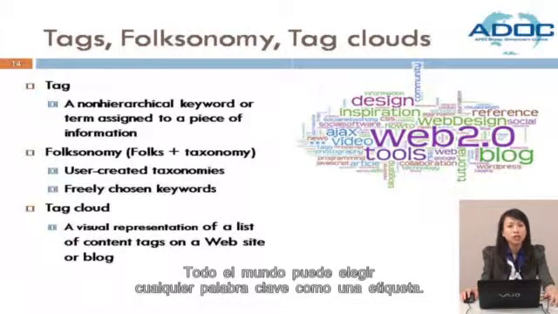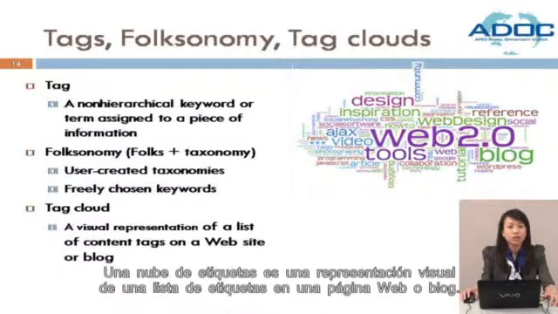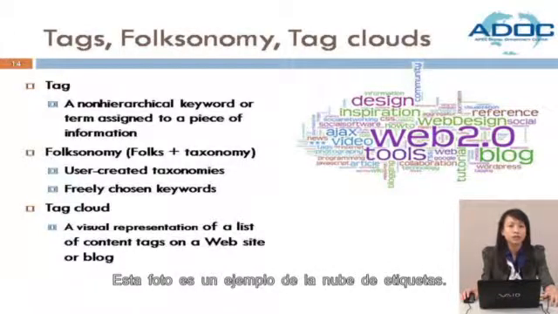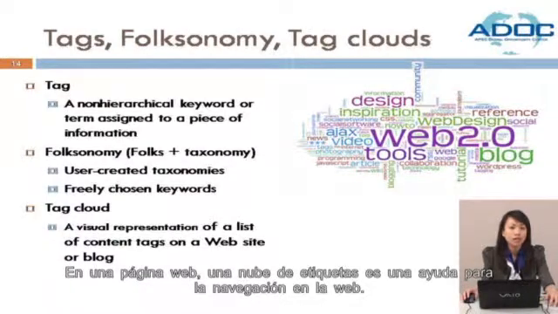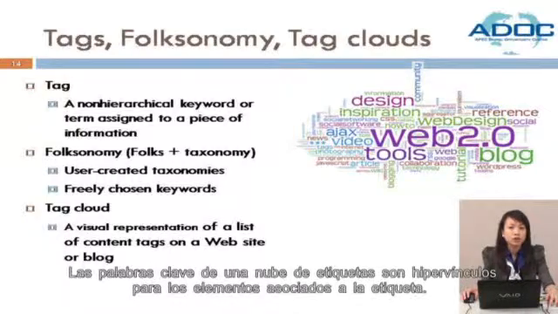Everyone can choose any keywords as a tag. A tag cloud is a visual representation of a list of tags on a website or a blog. This picture is an example of a tag cloud. The tag cloud can help users to identify the most notable keywords and their relative importance. In a website, a tag cloud is a website navigation aid. The keywords in a tag cloud are hyperlinked to items associated with the tag.